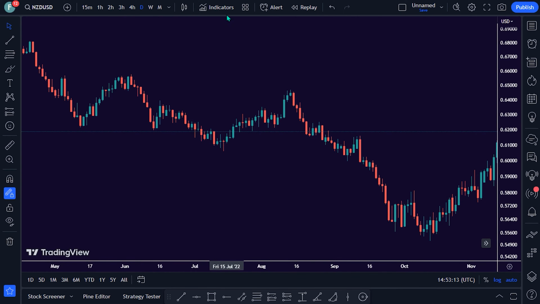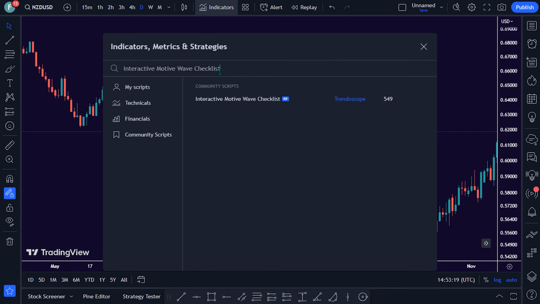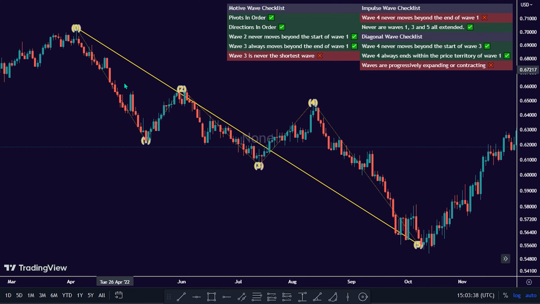To apply this indicator on the trading chart, search the keyword Interactive Motive Wave Checklist and select the Interactive Motive Wave Checklist EP by Trendoscope on the TradingView Indicator Community folder. As we can see, here is the trading indicator.